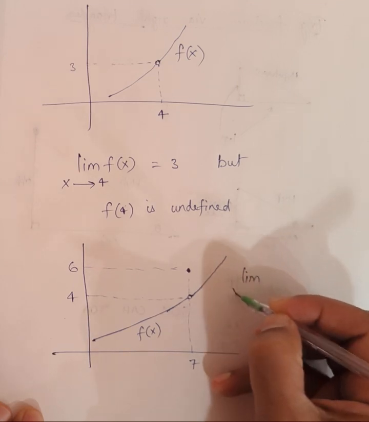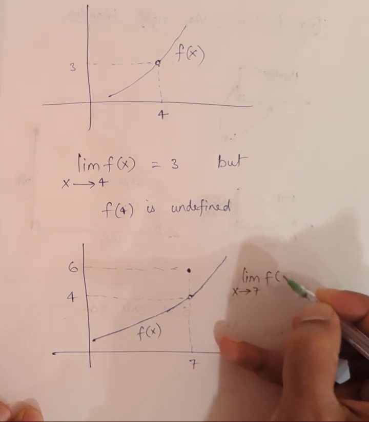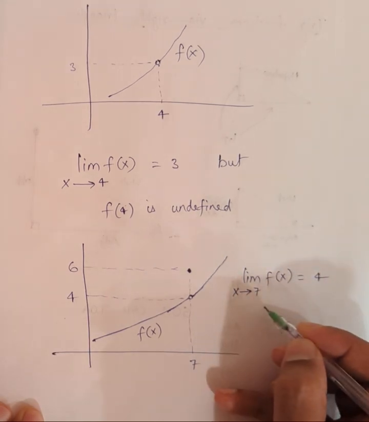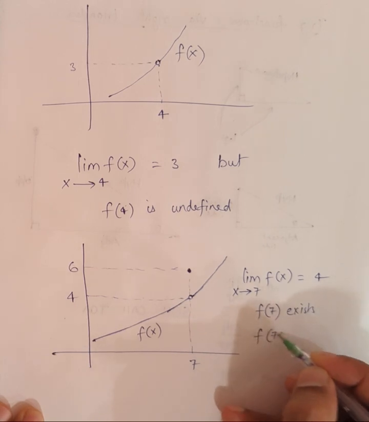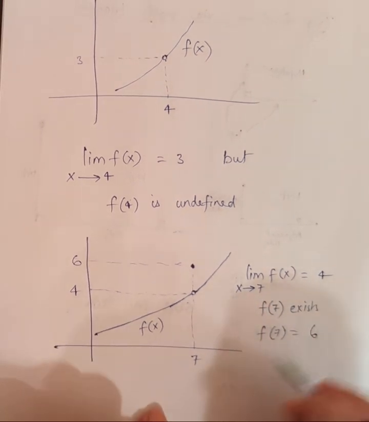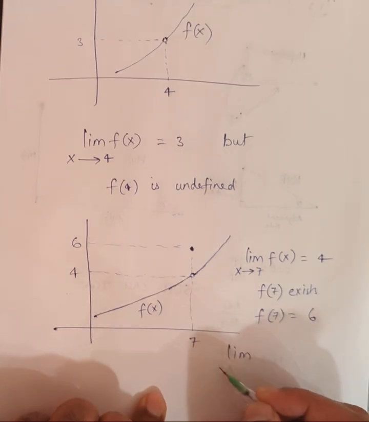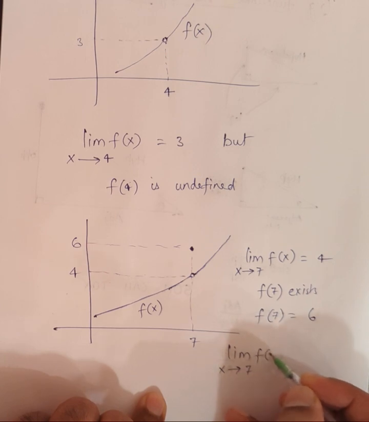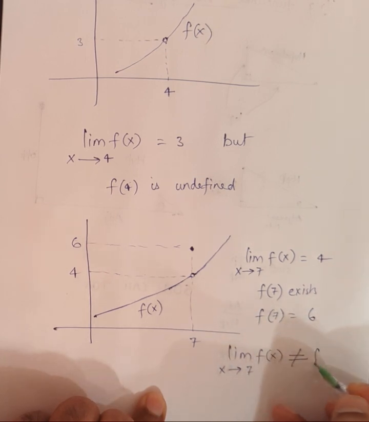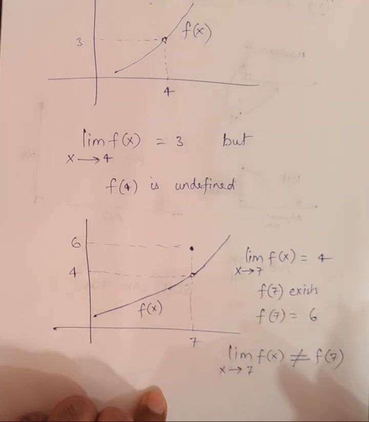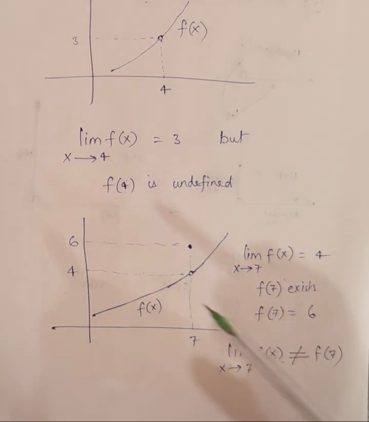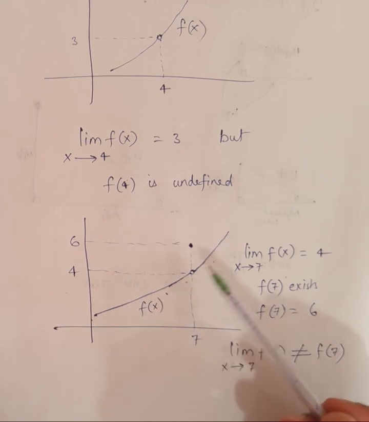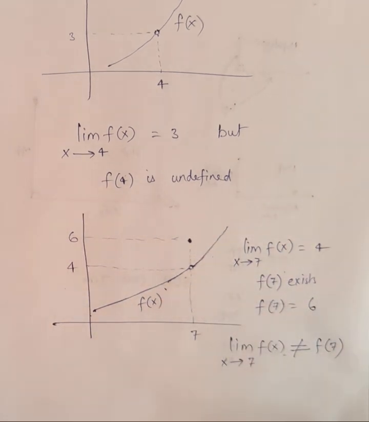So limit x approaches 7 f of x exists, it is equal to 4, and f of 7 also exists. So f of 7 exists, and f of 7 happens to be equal to 6. So the limit is not equal to the value of the function. So this is not equal to f of 7. So that's why this is again discontinuous. So this is how you can test analytically. And in the graph, you can see that you can draw this graph without lifting the pencil.